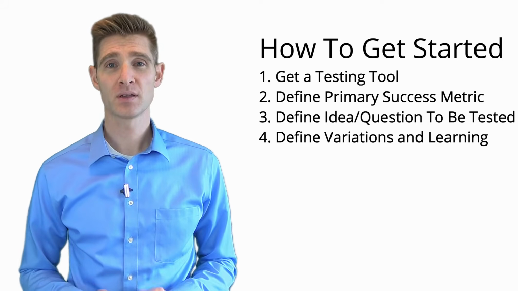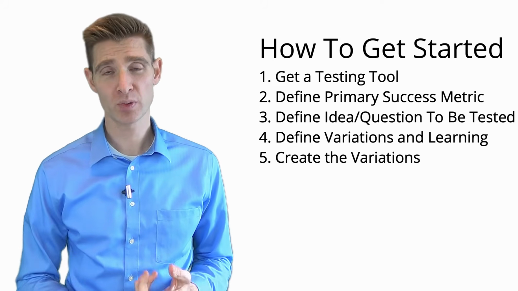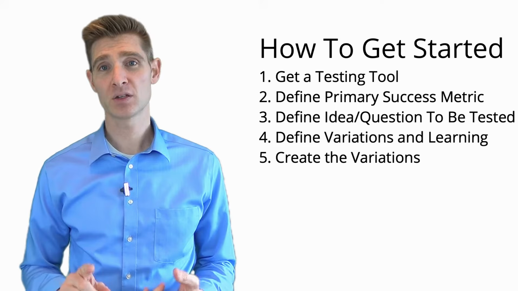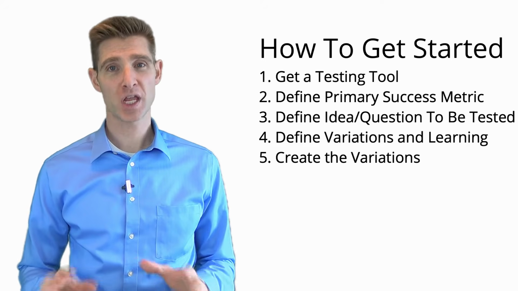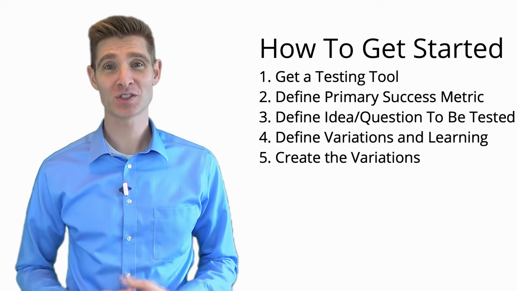Define your variations. And the fifth step is to now code those variations. So you might need to go to your creative people and have them do a design. You may need to get your front-end developer involved so you can change the site experiences. Now the fifth step is to actually create the variations so that you can start the test.